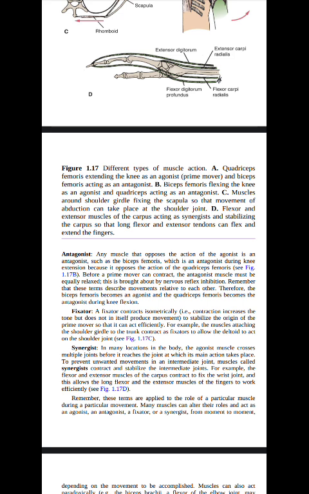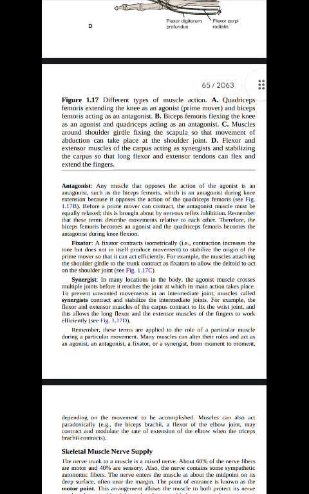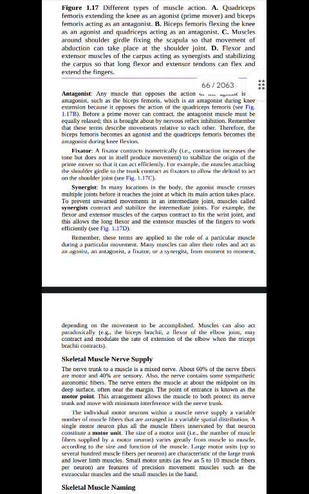Remember, these terms are applied to the role of a particular muscle during a particular movement. Many muscles can alter their roles and act as an agonist, antagonist, fixator or synergist from moment to moment, depending on the movement to be accomplished. Muscles can also act paradoxically: the biceps brachii, a flexor of the elbow joint, may contract and modulate the rate of extension of the elbow when the triceps brachii contracts.